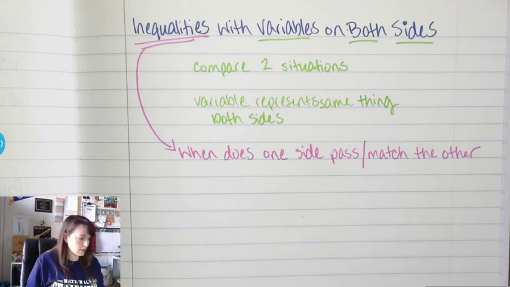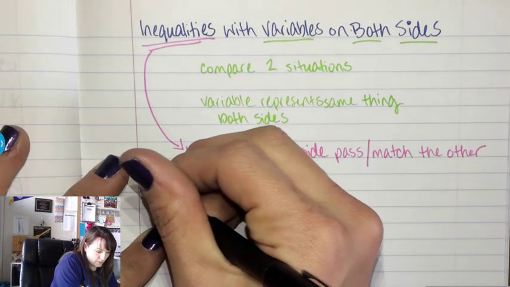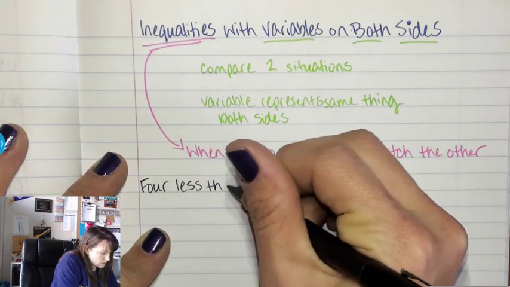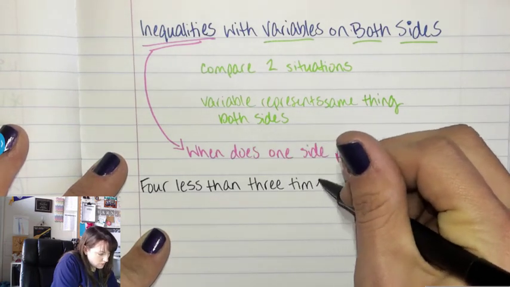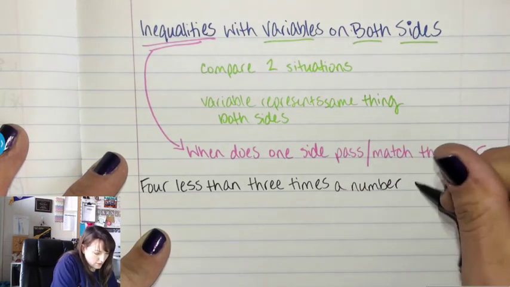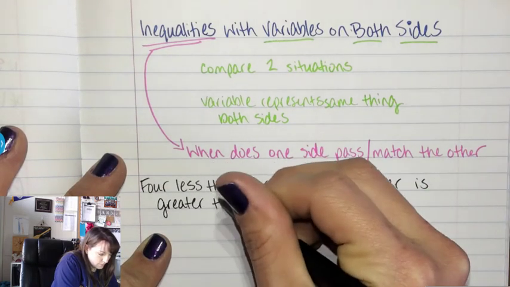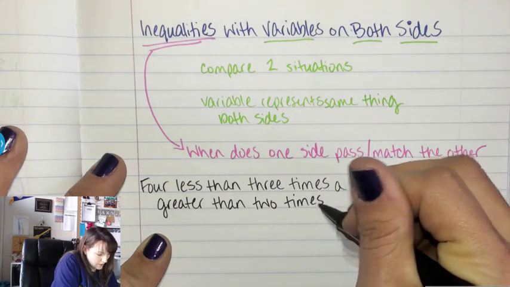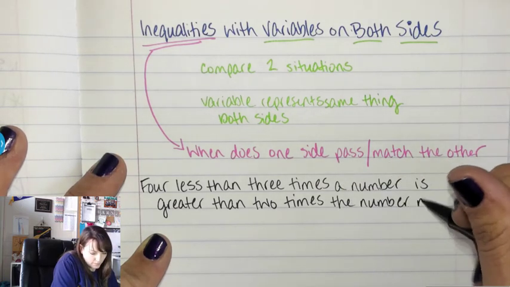Here's our example. This is not a real world situation, just a practice for writing it. So 4 less than 3 times a number is greater than 2 times the number minus 1.